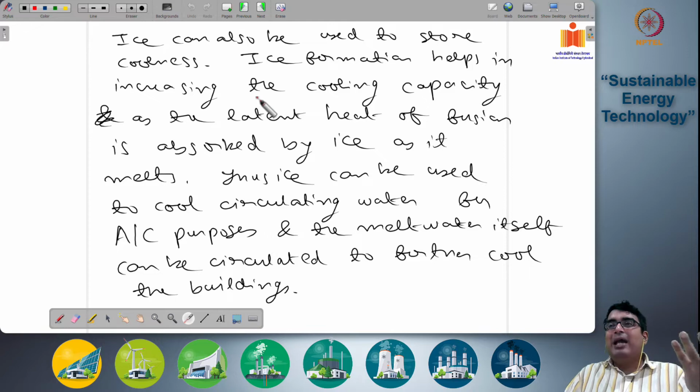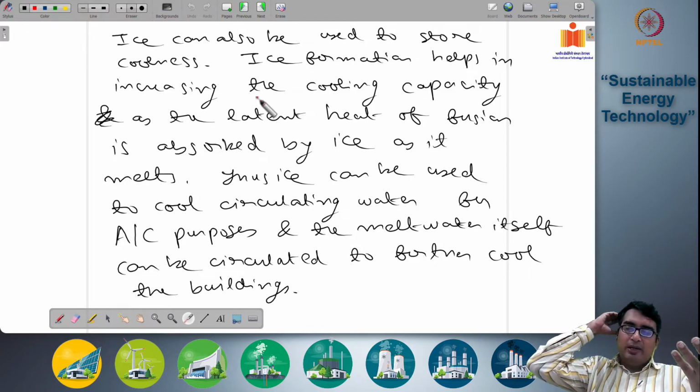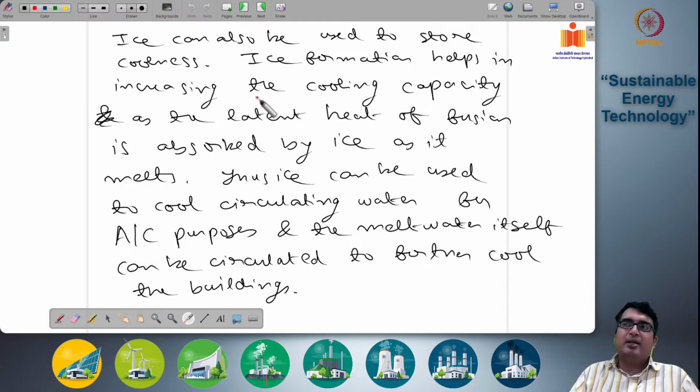Then heat will be absorbed by ice from the circulating water, chilling the water to low enough temperature that it reduces the air conditioning device. And as the ice absorbs this heat, it melts. And this melt water itself can be added to the circulating water system and further increases the cooling capacity that this storage medium has.